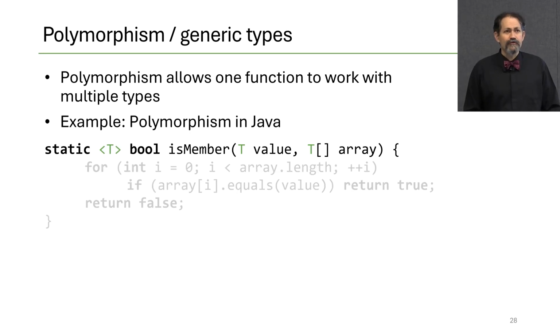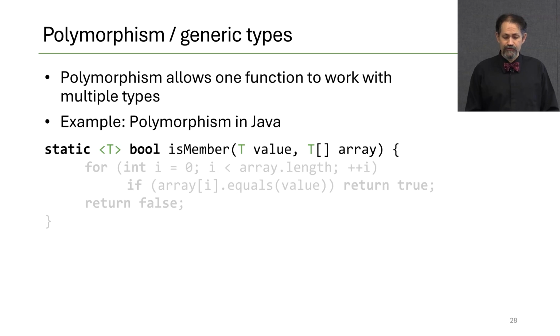Now, I've grayed out the code. You can see what it does, but it's pretty ordinary Java code. We're just iterating through the array and checking equals on every object in the array. But the important thing is that we can type check this, and we can make sure that the value we're checking for inclusion in the array is of the same type as the array is.